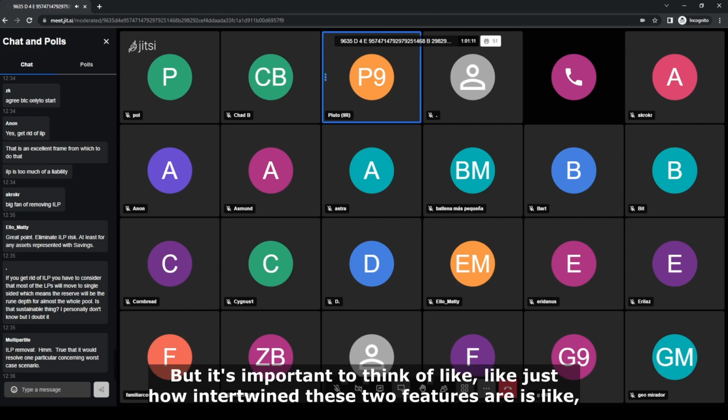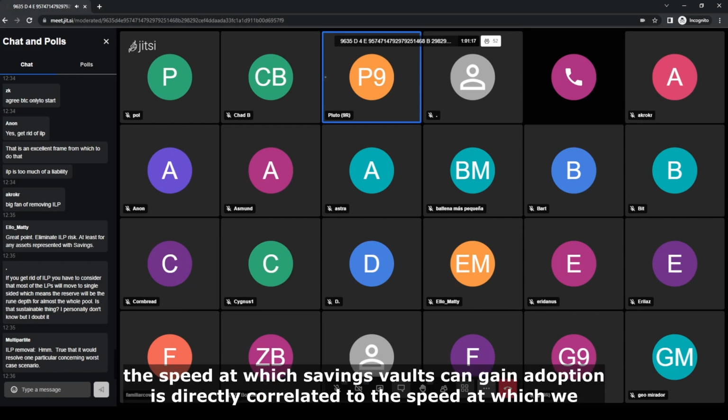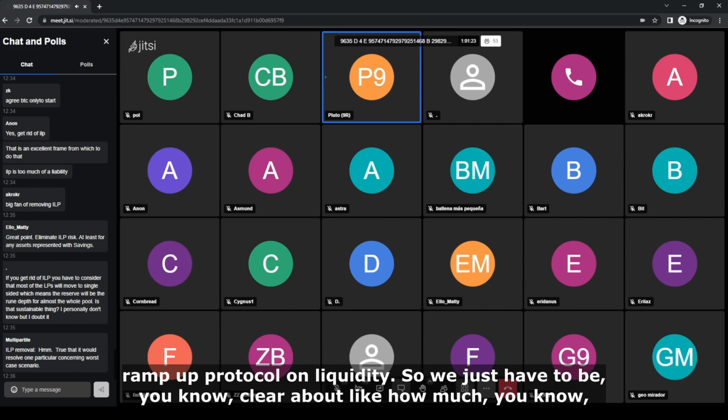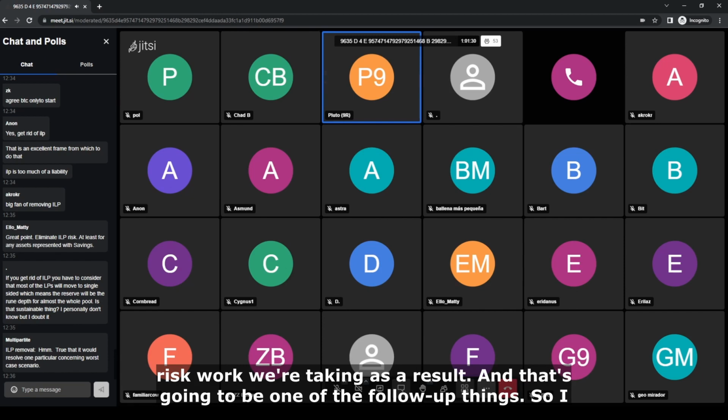But it's important to think of just how intertwined these two features are. The speed at which savings vaults can gain adoption is directly correlated to the speed at which we ramp up protocol owned liquidity. So we just have to be clear about how much risk we're taking as a result, and that's going to be one of the follow-up things.